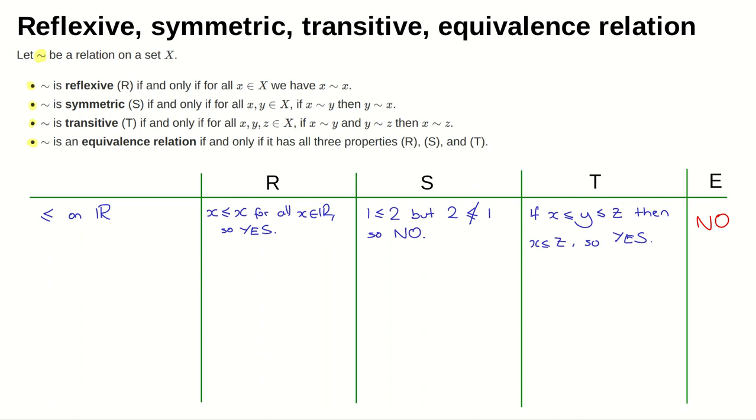Okay, next example, let's move on and do the example of less than on R. So less than is a relation on R. It's not reflexive, because 0 is not less than 0, for example. So no, this is not a reflexive relation. And it's also not symmetric, for the same reason that less than or equal to was not symmetric. 1 is less than 2, but 2 is not less than 1.